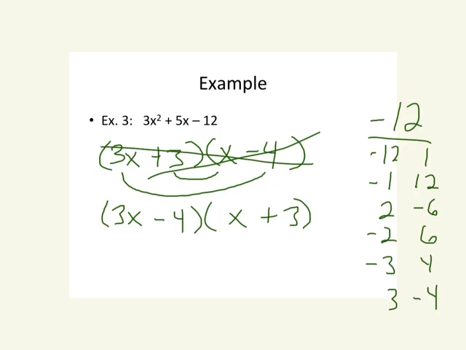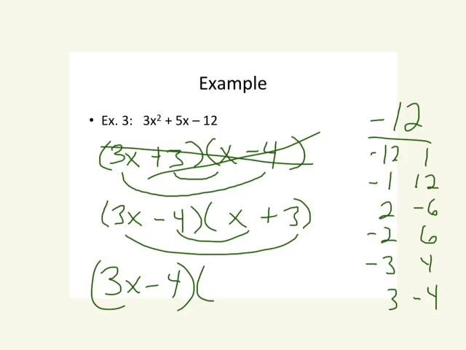Now, does my second guess work? Well, if I FOIL it, 3x times x is 3x squared. The last terms obviously work out with negative 4 and 3. And then if I look at the outside-inside loop, yep, it works. I'd have 9x and negative 4x. And what is 9x plus negative 4x? That would be 5x. So my answer is 3x minus 4 times x plus 3.